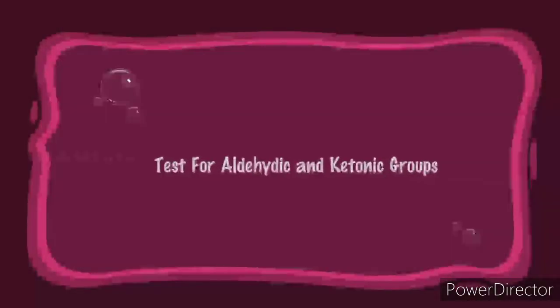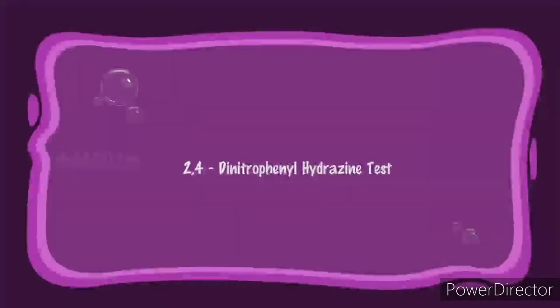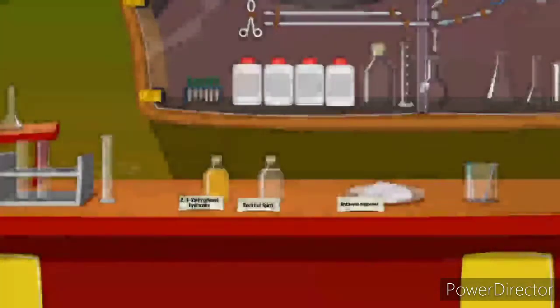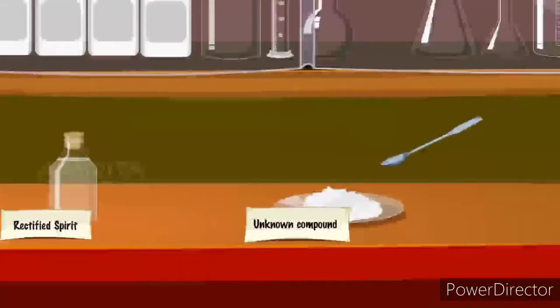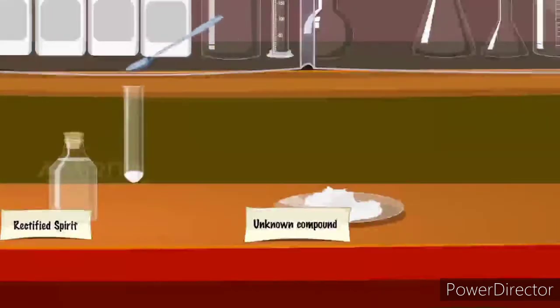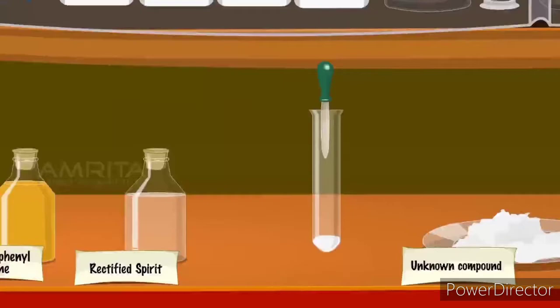Test for aldehydic and ketonic group. 2,4-dinitrophenyl hydrazine test. Procedure. Take a spatula. Take some given unknown compound and add it to a dry test tube. Take a dropper. Add some drops of rectified spirit until the compound just dissolves.